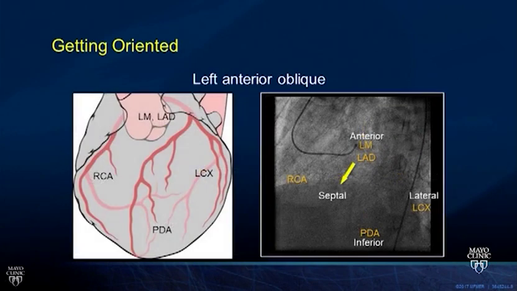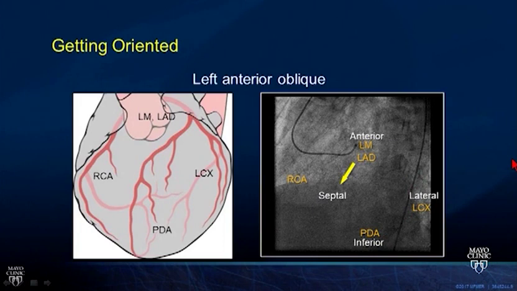So here's the coronary anatomy superimposed on an LAO view. The left main is the first thing that your catheter will opacify, and then your LAD septal perforators will come down this way towards the interventricular septum, and lateral left circumflex over here, and the PDA will be down here. This is probably the best view to determine dominance.